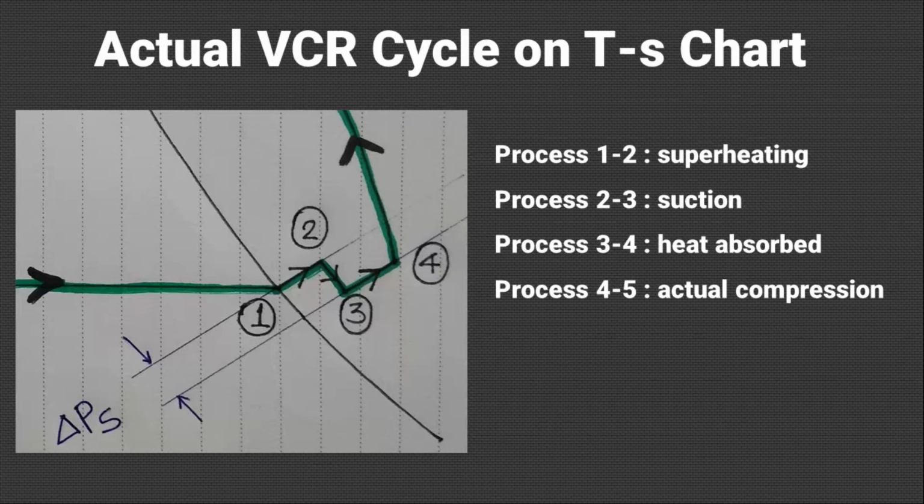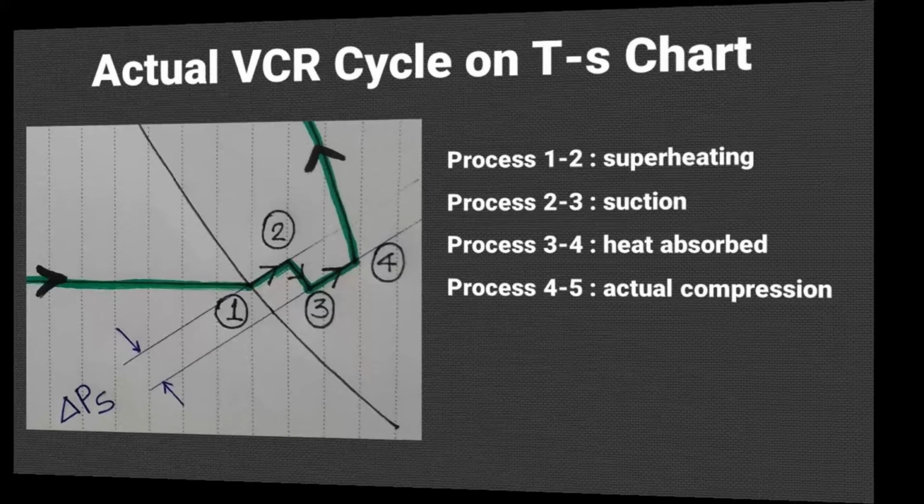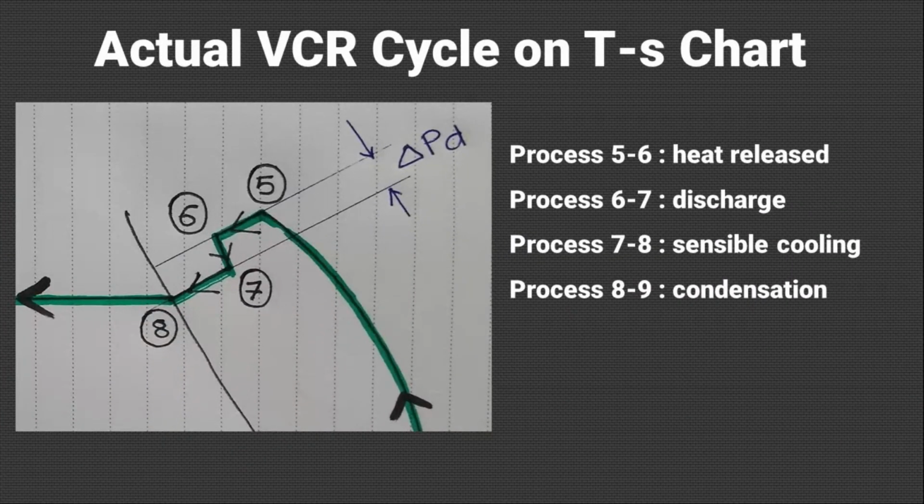Process 4 to 5. Actual compression. The process 4 to 5 is actual compression of refrigerant and its temperature increases to T5. This process is polytropic in actual, which is shown in the figure. Now let's come to subsequent processes. Process 5 to 6. Heat released. The hot refrigerant at the end of compression loses heat to the cylinder walls. At this time, there is a slight drop of temperature which is shown in process 5 to 6.